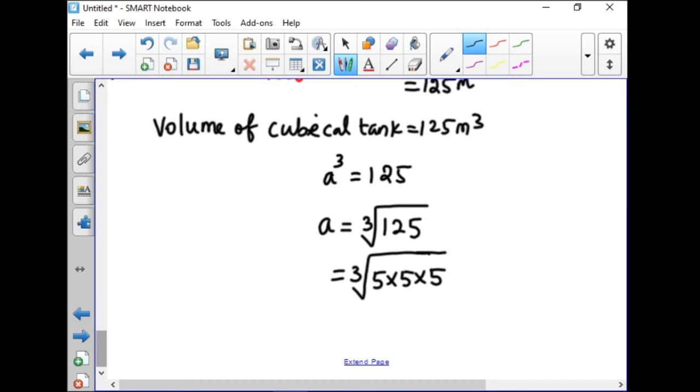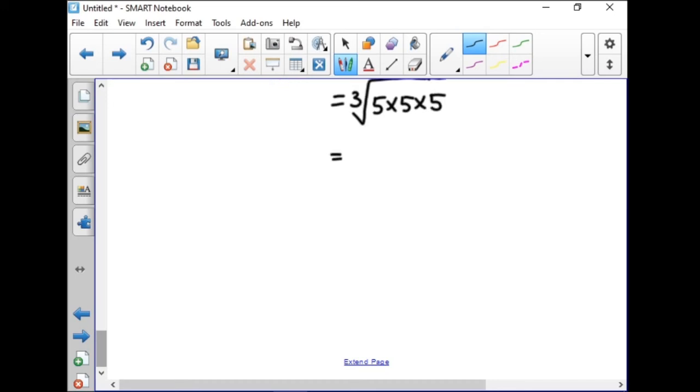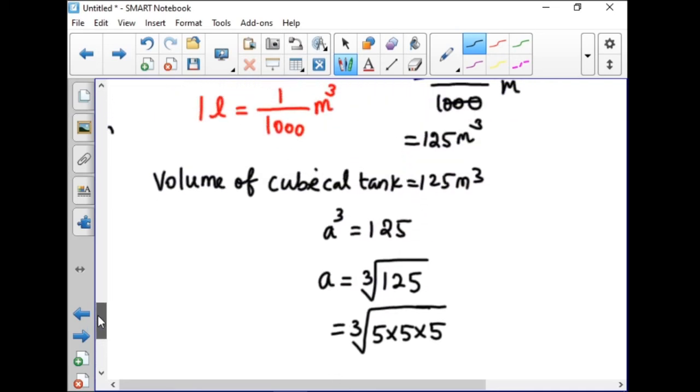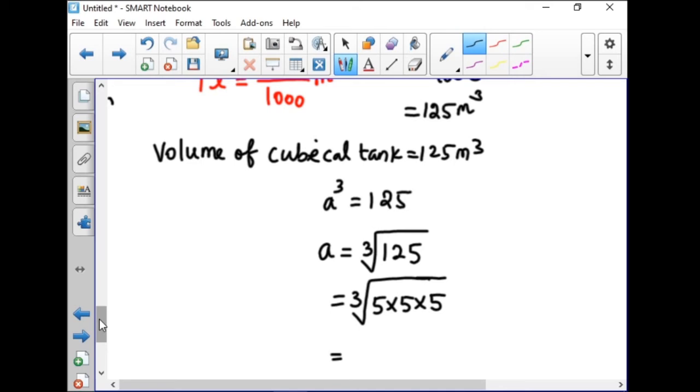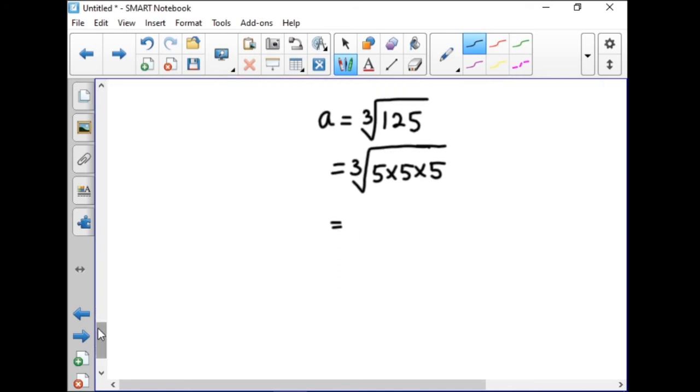Okay. So that means for cube root, for each 3 equal terms we can take one term outside. Square root-னா 2 terms-க்கு ஒரு term வெளிய எடுப்போம். இங்க வந்து cube root-ங்கிறதுனால 3 terms-க்கு ஒரு term வெளிய எடுப்போம். So அப்ப A is equal to 5 meter. That means the side of the cube is equal to 5 meter. Okay.